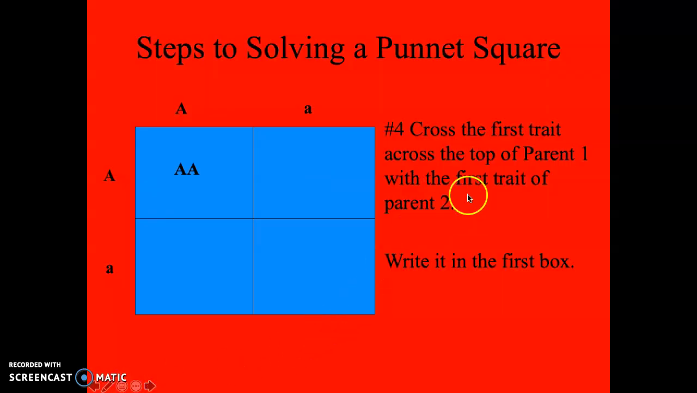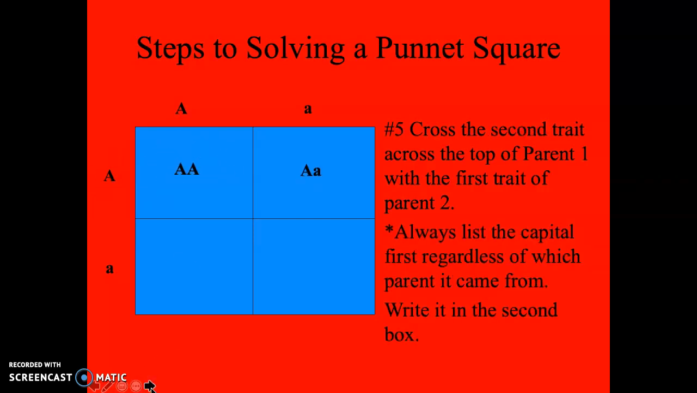Then you're going to start to make crosses. This is predictions of which gene the offspring might get. So you start with this one here and you cross it with this one here, and the results of that go in the box. So you have a big A, and then you're going to write that in the first box. Then you go and cross the second trait. So I have big A here and little a here, so that goes in this box. You always list the capital first, even if it's here or here, doesn't matter, but if there's a capital present, you always list it first.